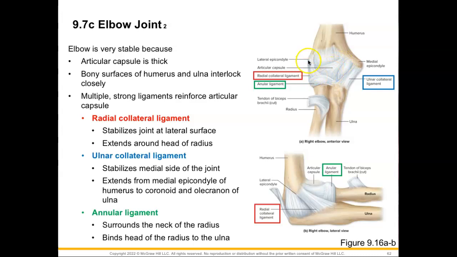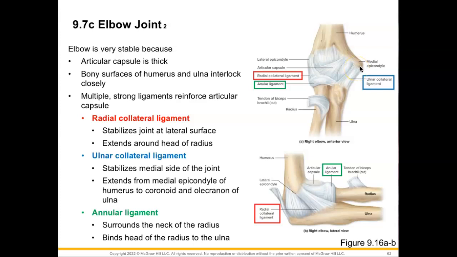We have our radial collateral ligament, and anytime I see that word collateral, I just think of parallel fibers to the joint. So that's what we have here on the radial side, these parallel ligament fibers going from the humerus down to the radius. This is helping to stabilize that lateral surface and extends around the head of the humerus, which would be right underneath here. And then we have your ulnar collateral ligament.